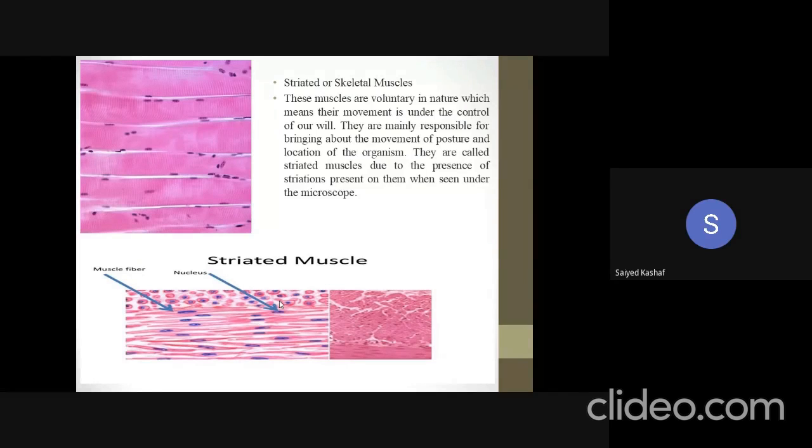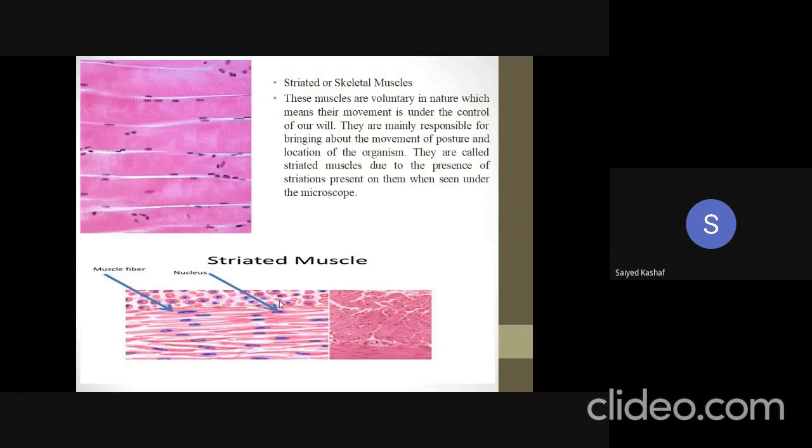As the name suggests, striations are present. That means there is a region of dark band and a light band, and this movement is under the control of our will. They are mainly responsible for bringing about the movement of the posture and location of the organism, and they are called striated muscle due to the presence of striations, which we see under the microscope.